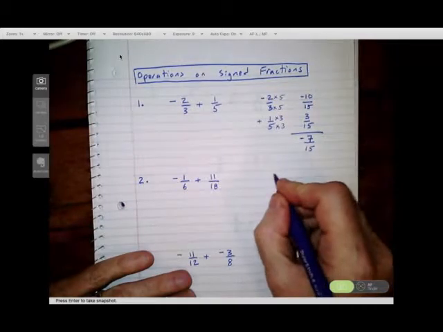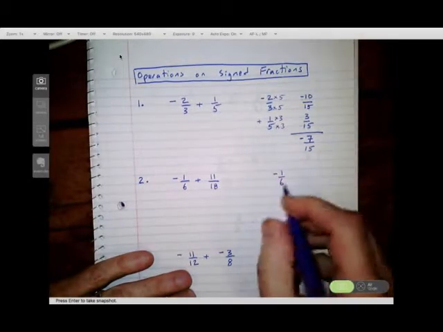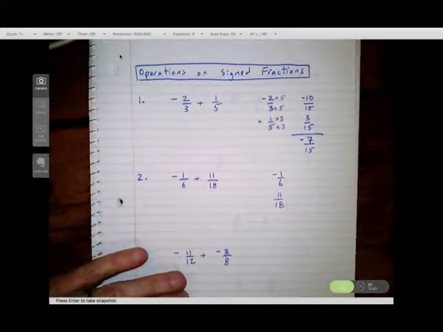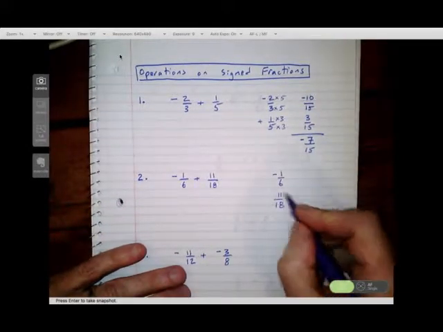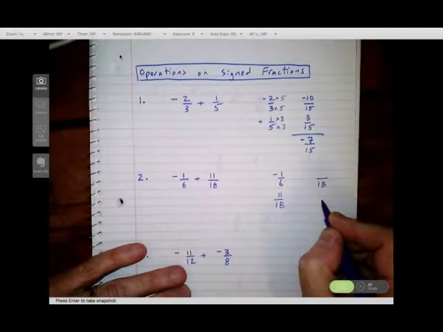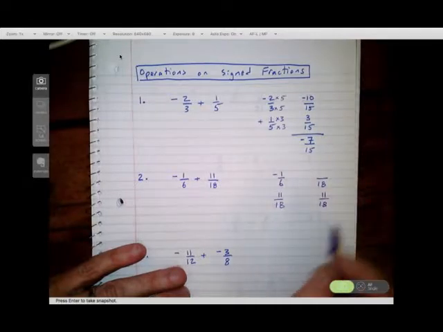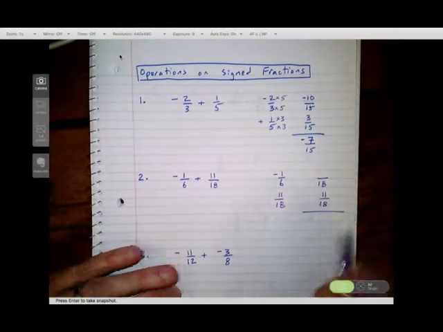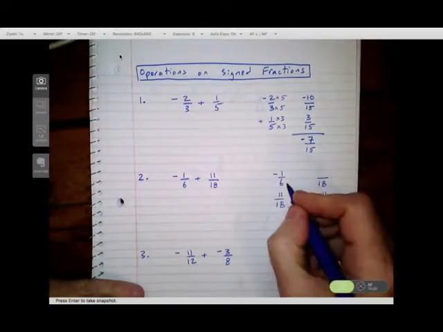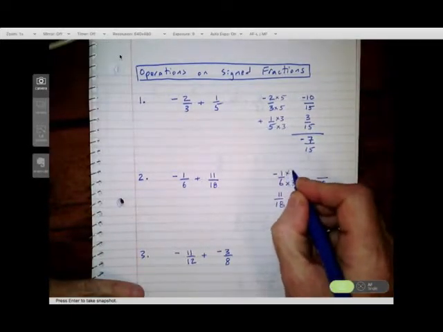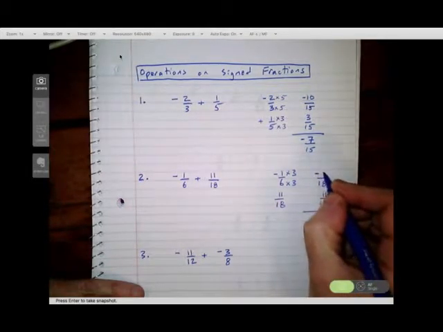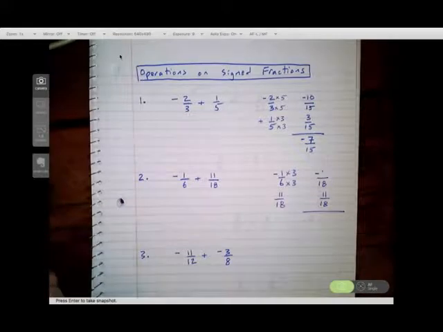Okay, so here we have negative 1/6 and 11/18. I guess I'm going purple this time. Alright, so 6 goes into 18. That's good. So 18 is going to be our common denominator. And this bottom one we don't need to change because it's already out of 18. So this guy, to get 18, I need to multiply by 3 top and bottom. Okay, so 6 times 3 is 18. Negative 1 times 3, I'm going to think of that as negative 3.